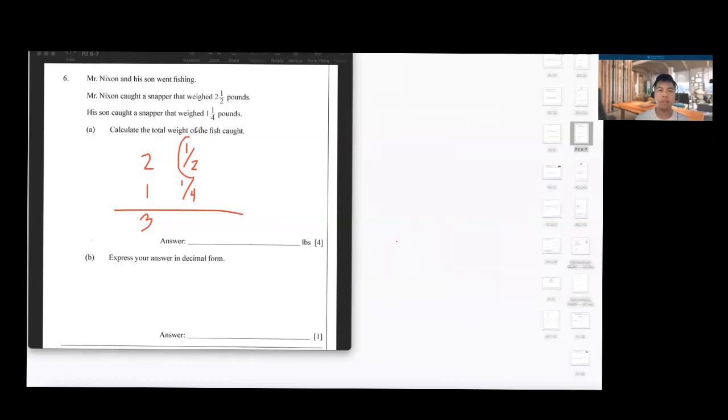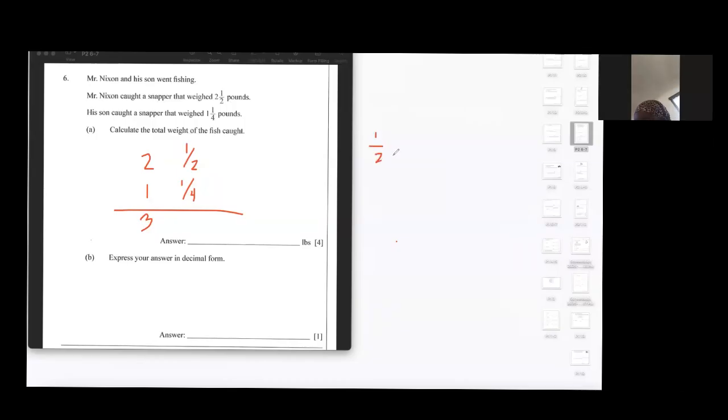1/2 is the same thing as, how many quarters do we have in 1/2? Do you know how many quarters we have in 1/2? So 1/2 is 2 quarters, right? It's when you combine 2 quarters, right? Yeah, that's 2 quarters.